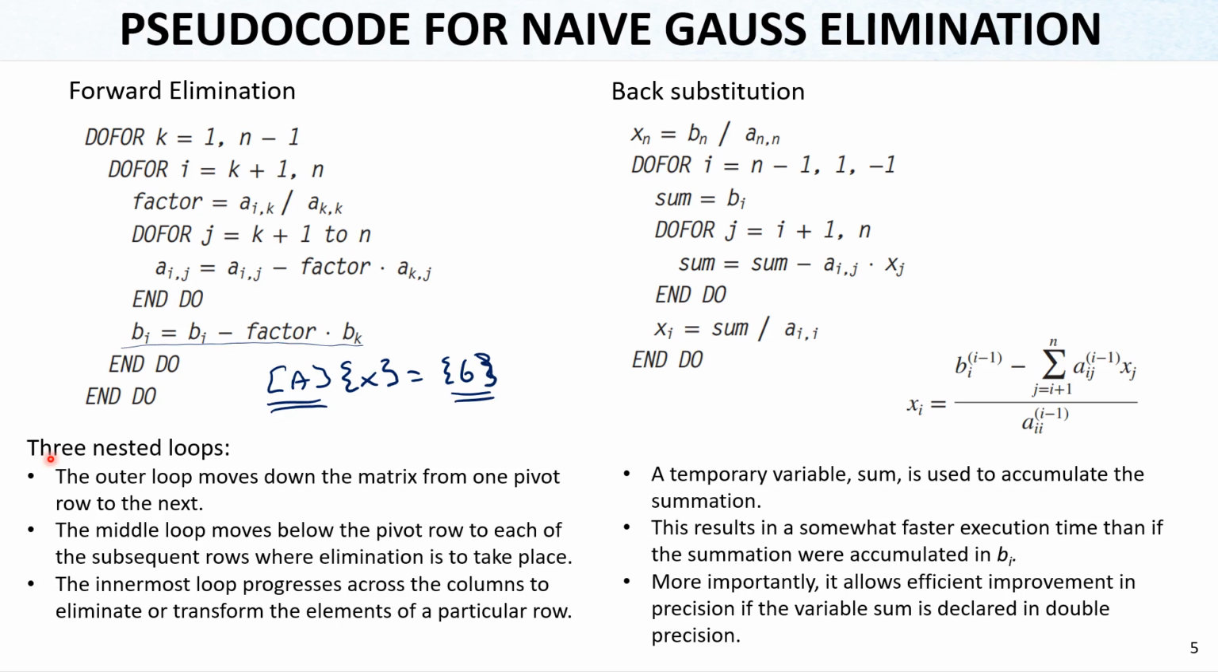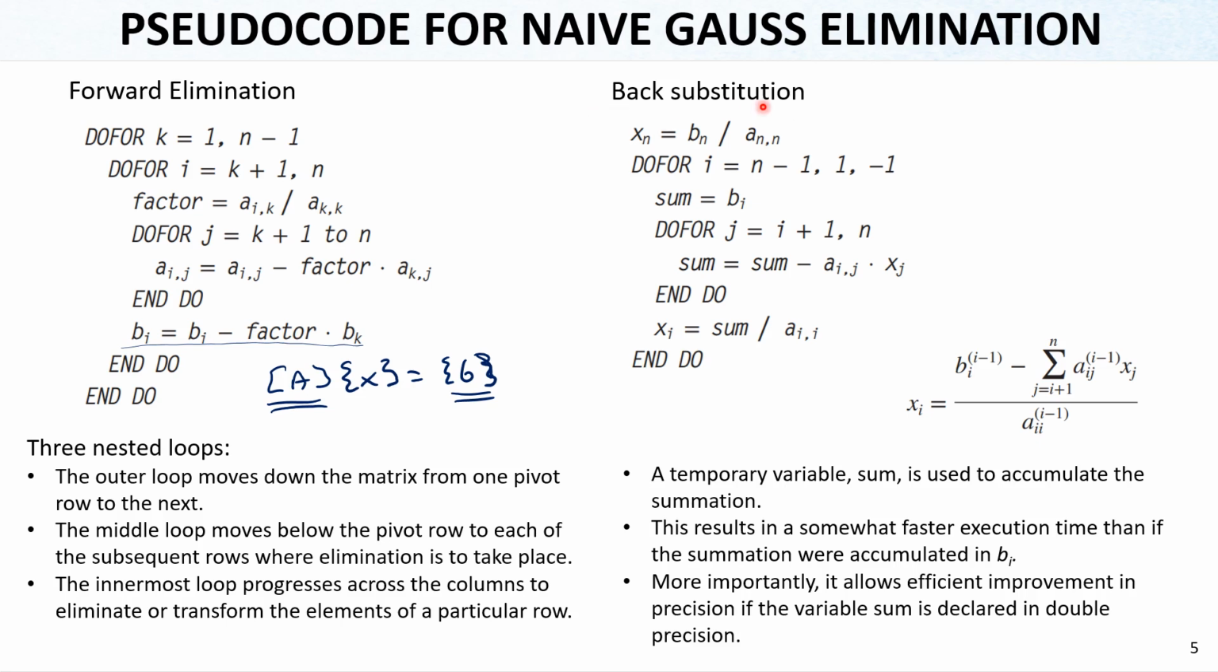So we have three nested loops. The outer loop moves down the matrix from one pivot row to the next, starting from the first pivot element to the next. The middle loop moves below the pivot row to each of the subsequent rows where elimination is to take place. So we perform the elimination using this factor value. And the innermost loop progresses across the columns to transform the elements of a particular row. Basically we make this subtraction to eliminate the constants from each row.